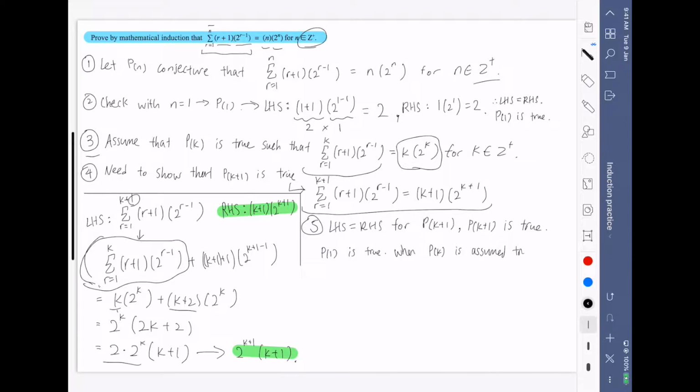P1 is true, when Pk is assumed true, Pk plus 1 is true. Hence, by mathematical induction, Pn is true for n positive integers. And this is how you successfully conduct a mathematical induction for this question.